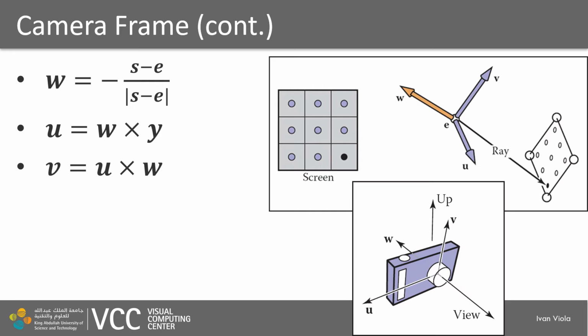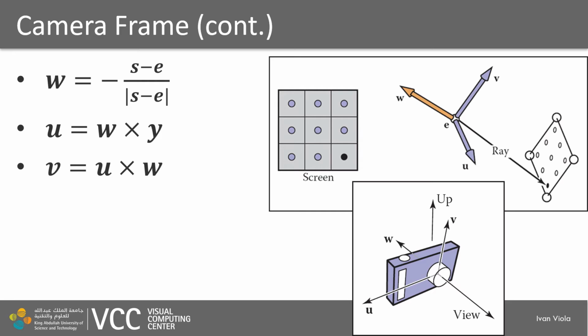We can see that the vector W we can compute from the points on the viewing plane on the screen as S minus E, and then normalizing it. Or actually, this vector W is not pointing towards the viewing plane, but away from the viewing plane in order to maintain a right-hand coordinate system.